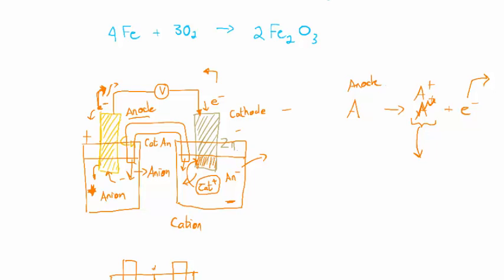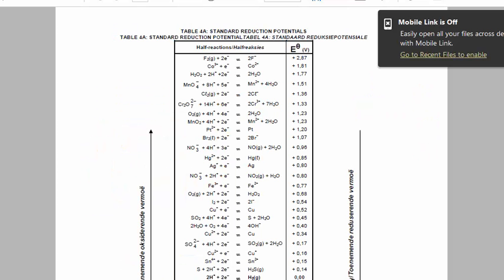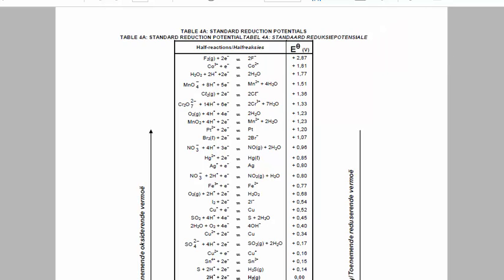Now it's just a process of recognizing which one will be the anode and which one will be the cathode. One way of finding out is by looking at a table where they have recorded the reduction potential of different ions, an ion being something that goes from one oxidation state to another oxidation state.